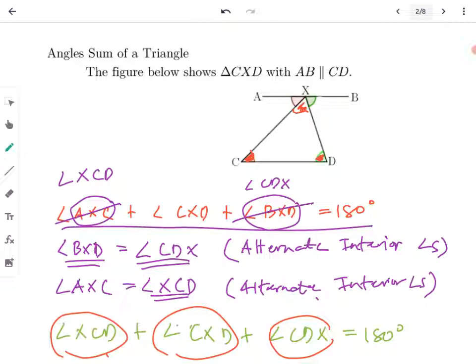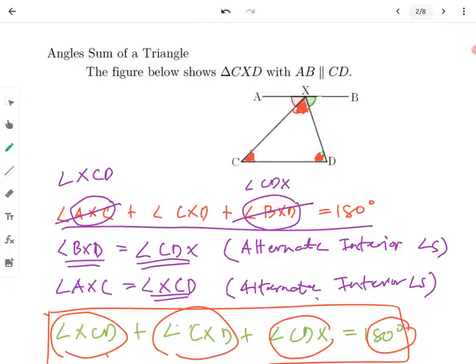So what this tells us is that the angle sum, the interior angles of a triangle, the angles marked red, adds up to 180 degrees. That is the very first concept we should keep in mind when solving for angles in a triangle: the sum of the interior angles in a triangle is 180 degrees.